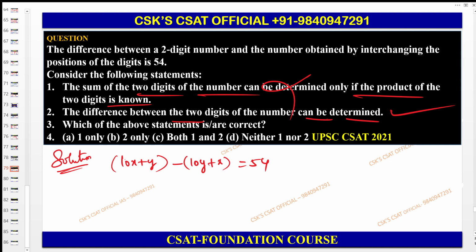So we can find the difference also here. Rearrange this: 9x minus 9y is equal to 54, so x minus y is equal to 6. So here the difference is 6. This can be determined. The difference between the two digits is determined. The answer for this question is B only.